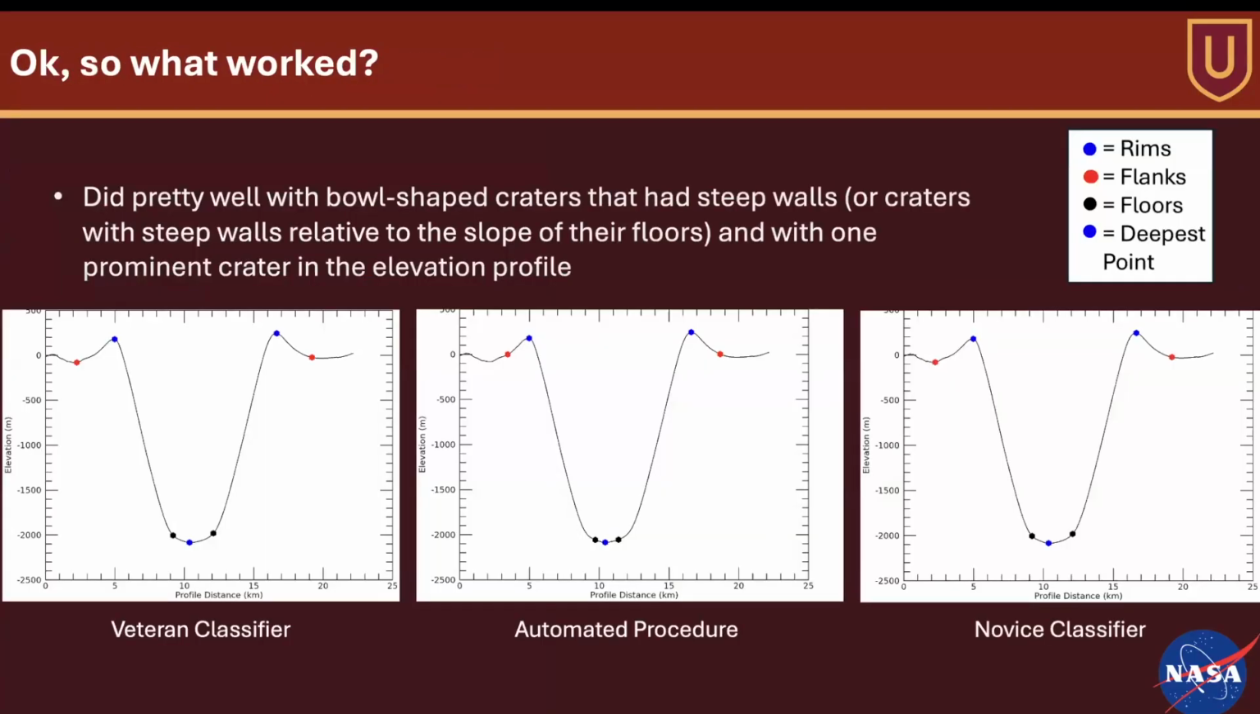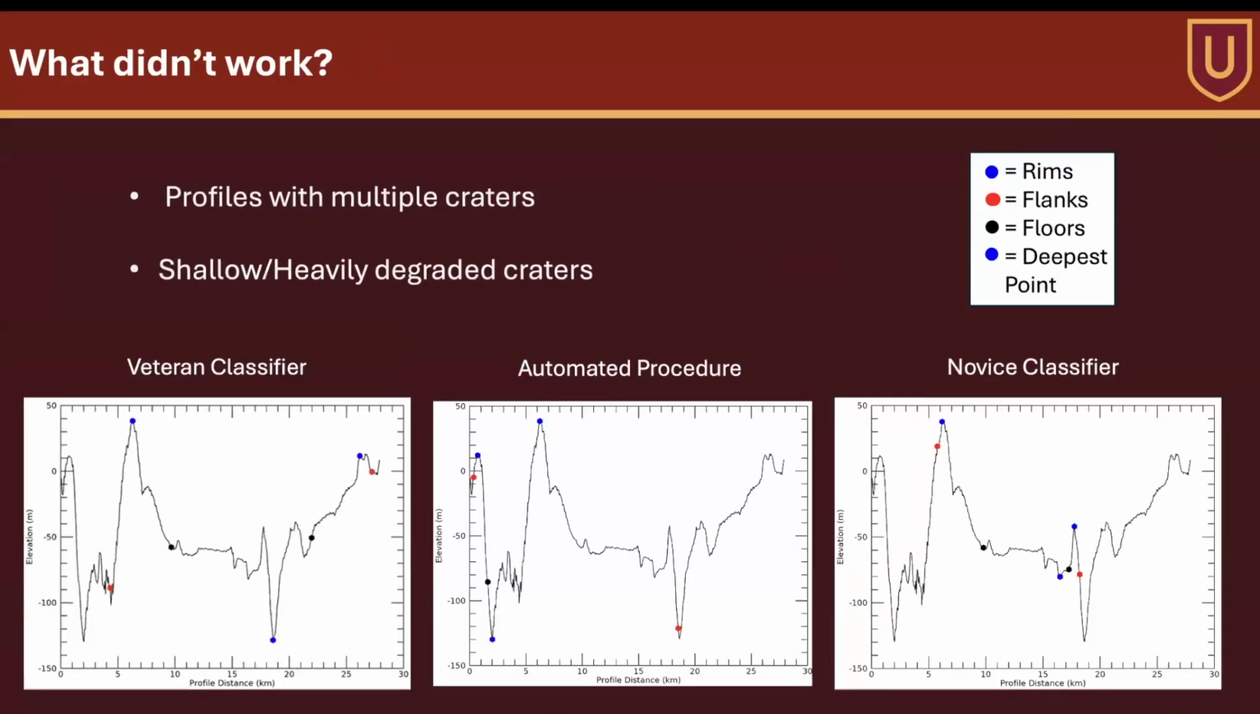Okay, so what worked well was very standard crater shapes, bowl shapes, steep walls. These produced the best results against human counters. There were pretty good matches between veteran and novice counters, and the automated procedure relatively agreed with us. The rims agreed. I talked about all of this. I was forgetting that I had arrows.